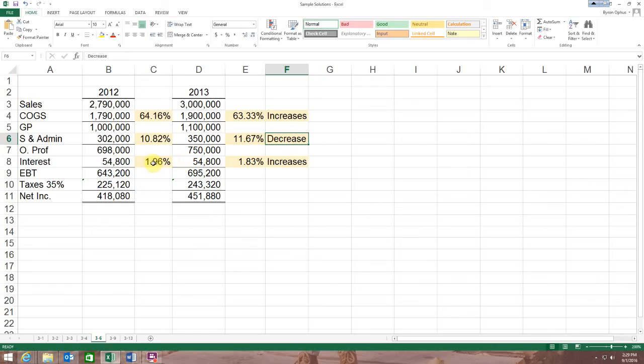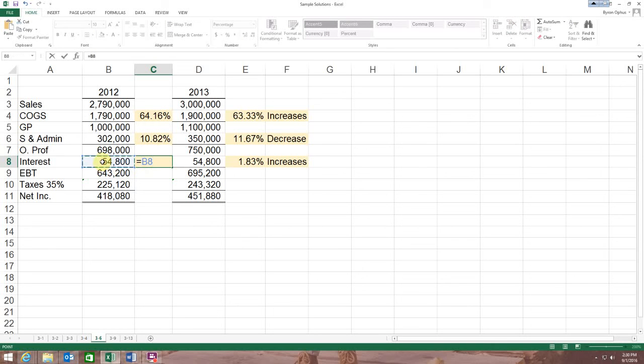Then interest, which is absolutely an expense, same thing. Equal to my interest divided by my sales. And do the same thing over here. So again, I've got an expense that was 1.96% of sales. Now it's 1.83% of sales. So my expense has decreased, which should have a positive impact on my income, my net income, or my profit. So there you have it.